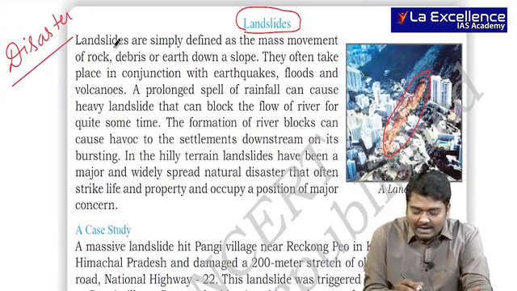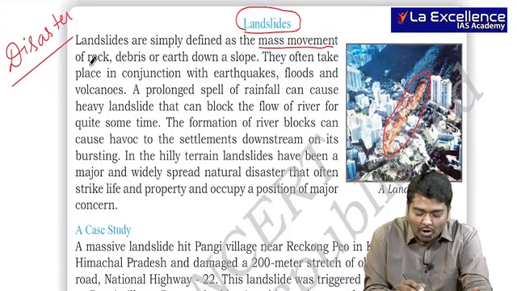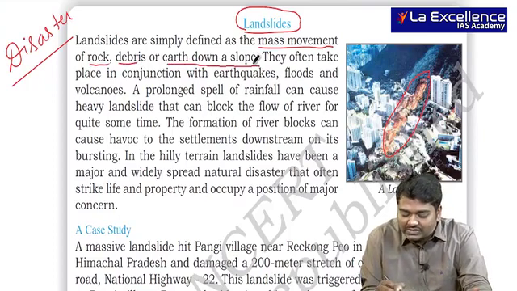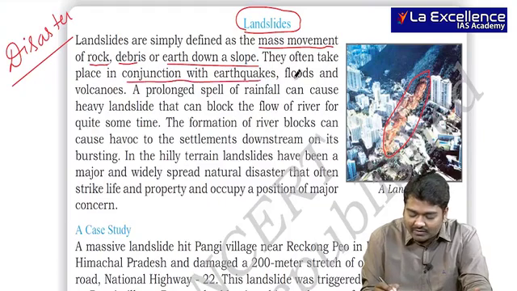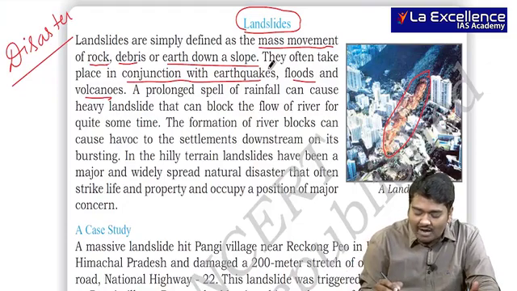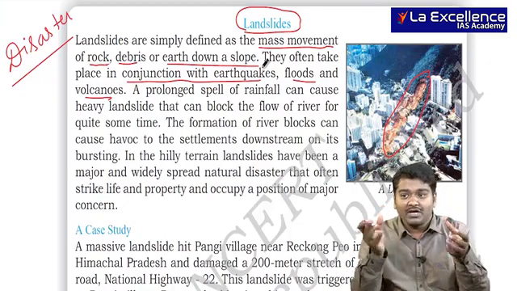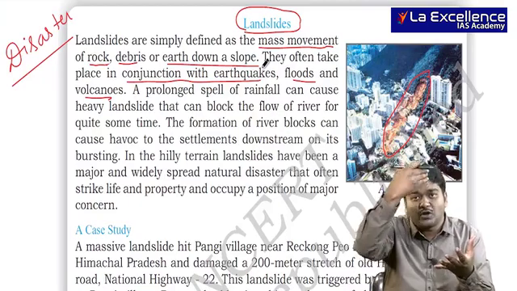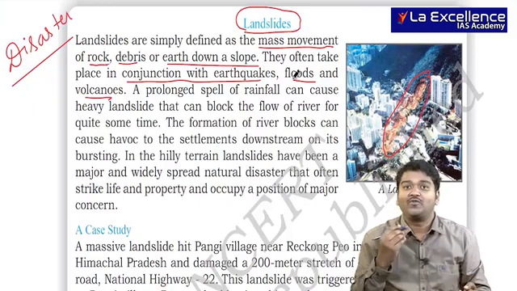So here, landslides are simply defined as the mass movement of rock, debris or earth down a slope. They often take place in conjunction with earthquakes, floods and volcanoes. The reason for this is, wherever you have earthquakes, there will be shakes, even mountains will shake. So if you have rocks, soil or any other particle, that will also come down. This is one reason. The second important thing is floods.